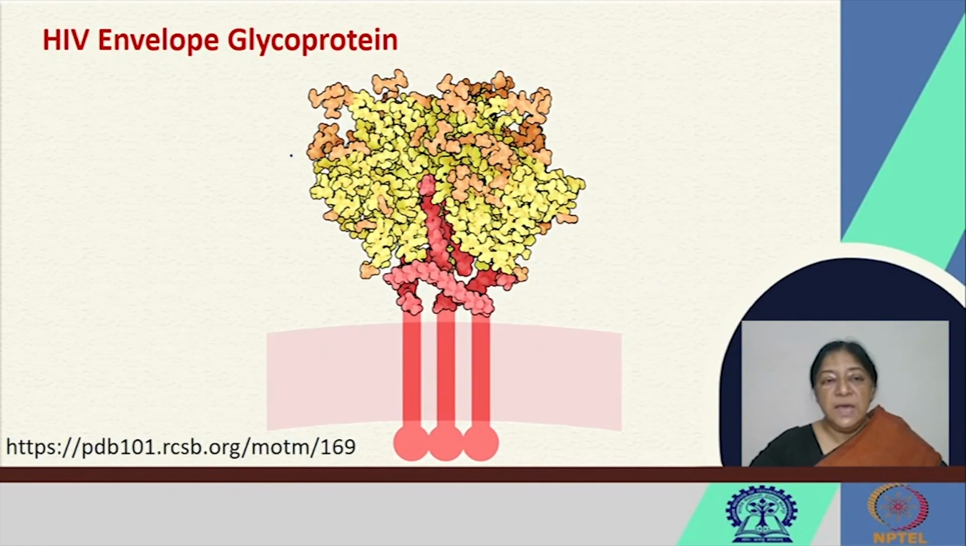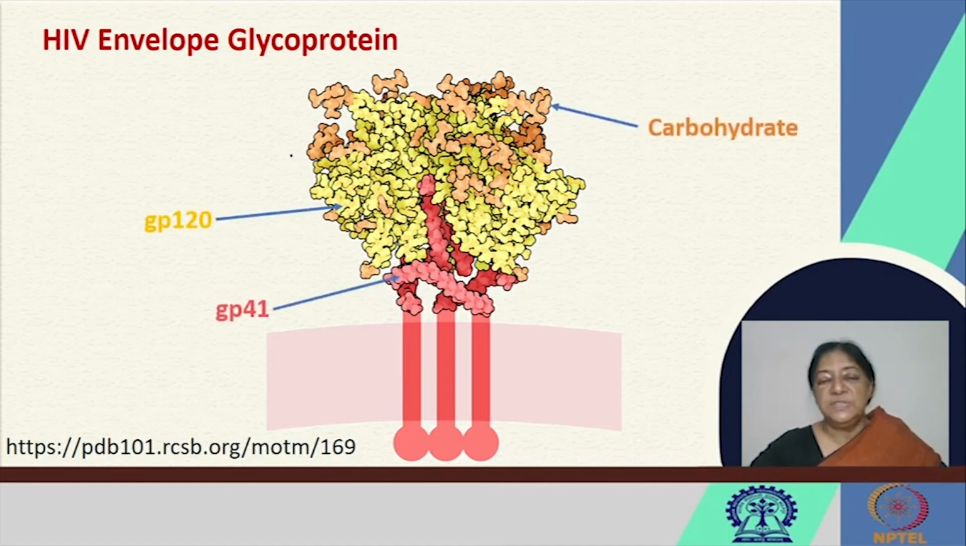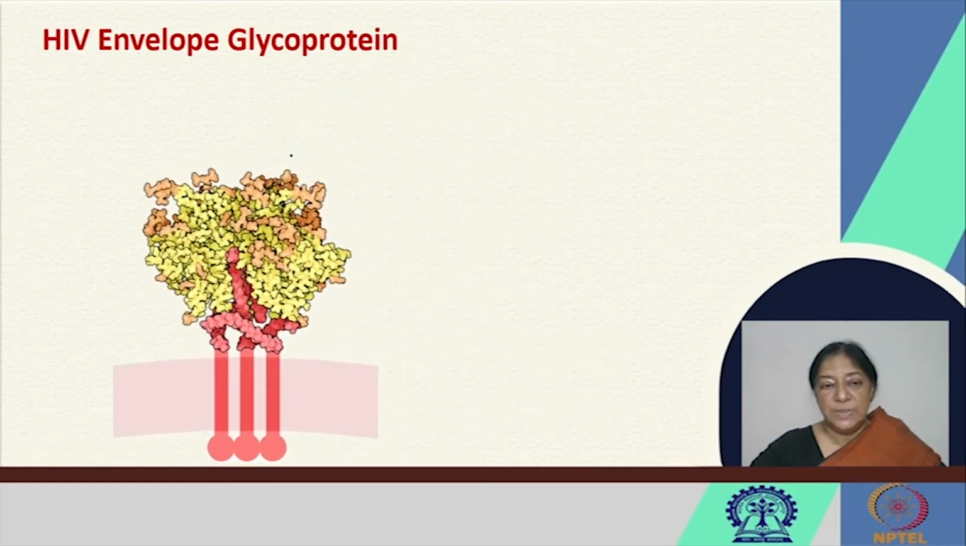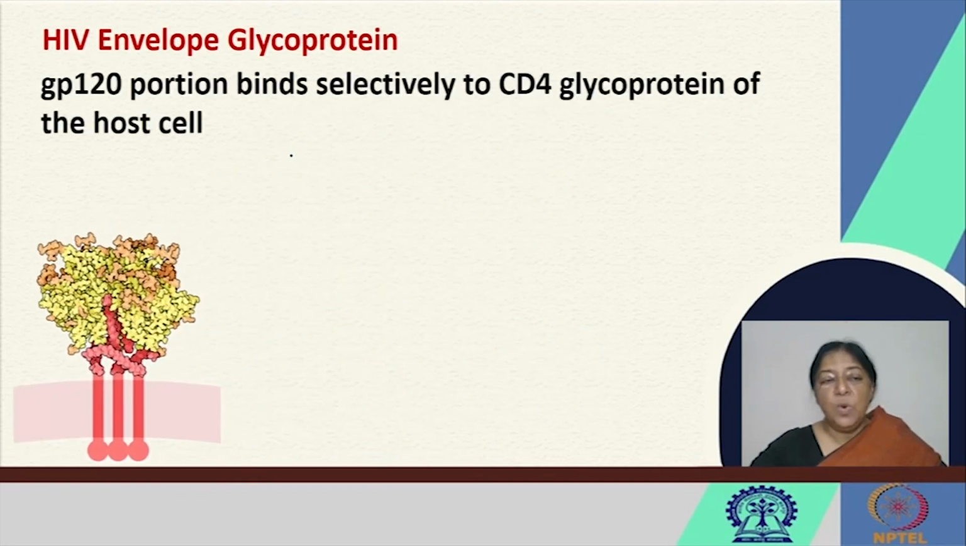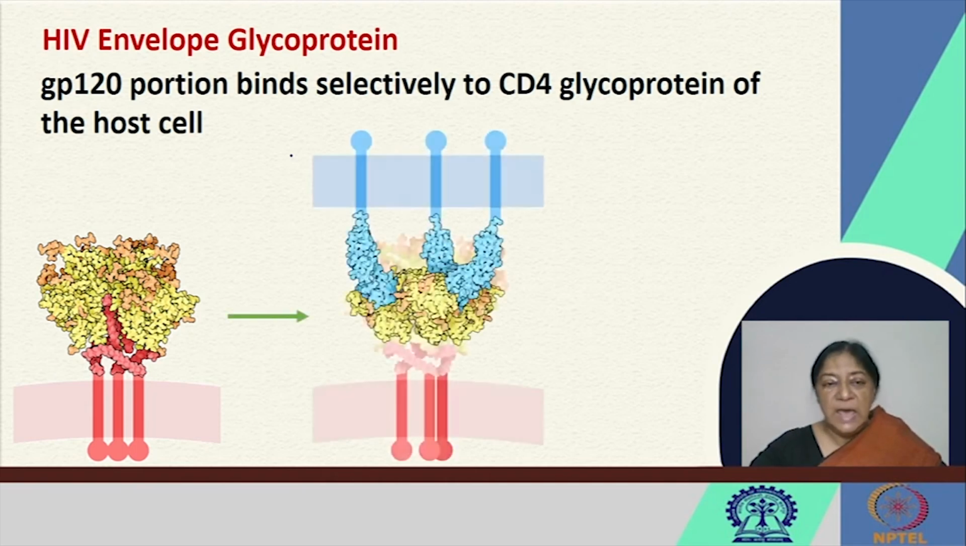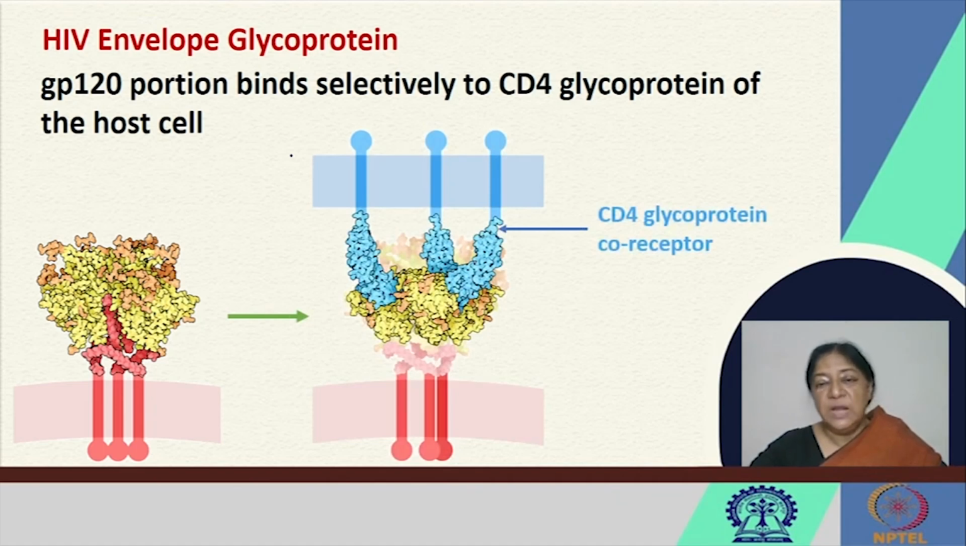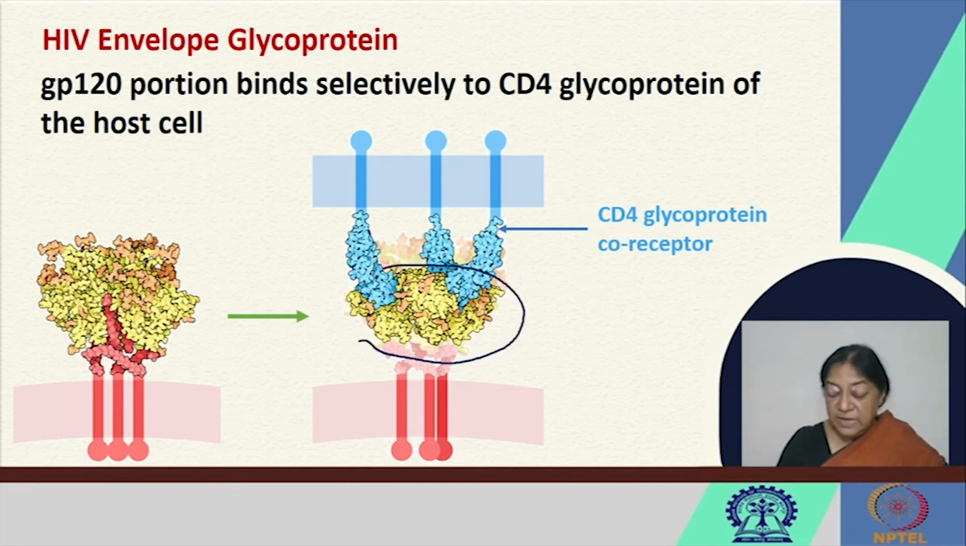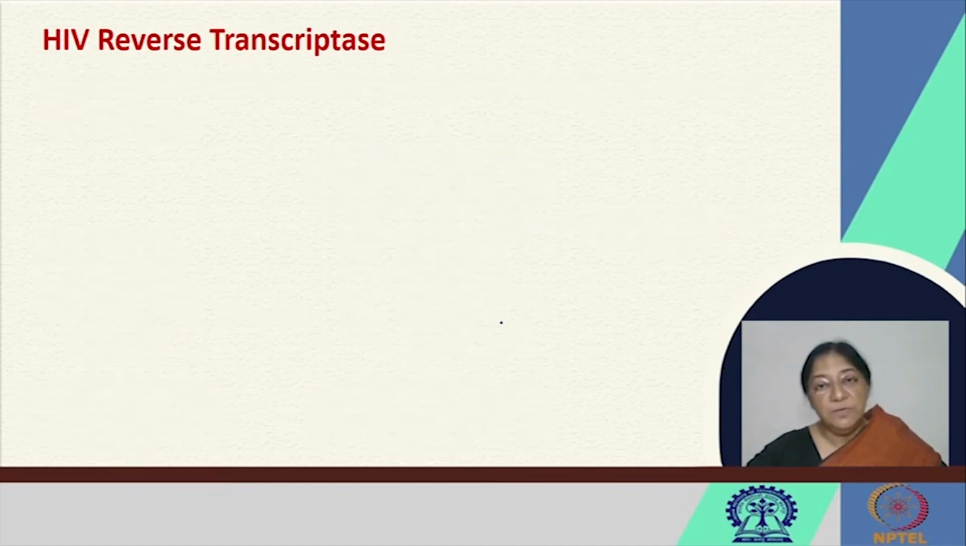The HIV envelope glycoprotein, therefore, has these different glycoproteins, the carbohydrates associated with them. And the GP120 portion binds selectively to a CD4 glycoprotein of the host cell. And the CD4 glycoprotein, that is the co-receptor, binds to this specific glycoprotein. So it is this interaction that allows the fusion and the infection to occur.